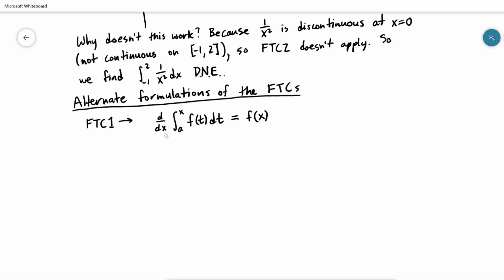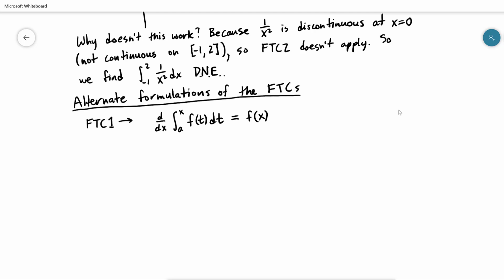So this is an alternate formulation. It's saying we're taking the derivative of the integral. This derivative is going to undo this integral. What's important though is that this value here winds up going in place of the t. It takes the place of the dummy variable.